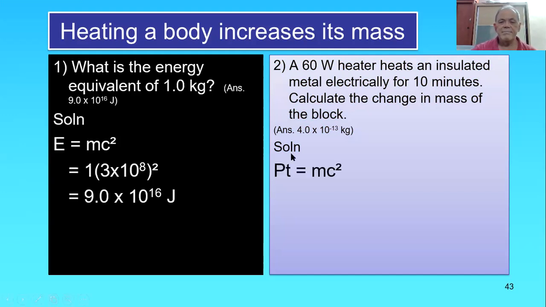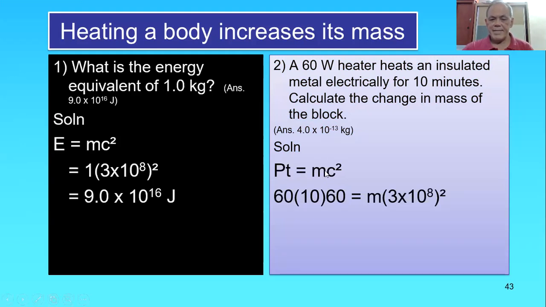E = Pt, that's energy, power times your time, equals mass times your speed of light squared. Put in your values: 60 watt, time is 10 minutes, times 60 to change it to seconds. Mass M, that's what we are going to calculate, the change in mass. You can put delta M if you want to, and c is the speed of light, squared.